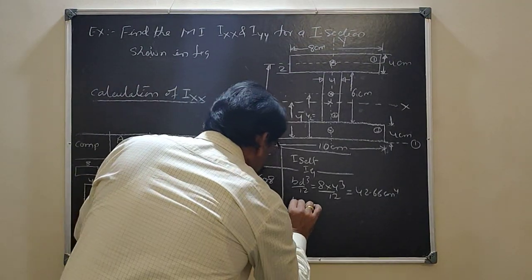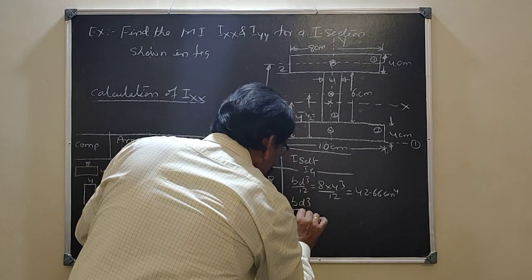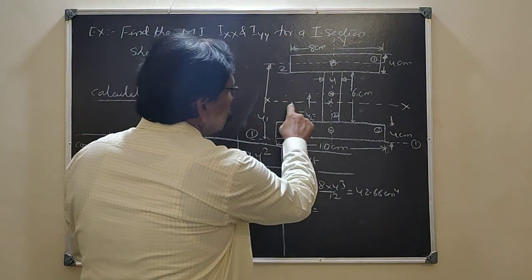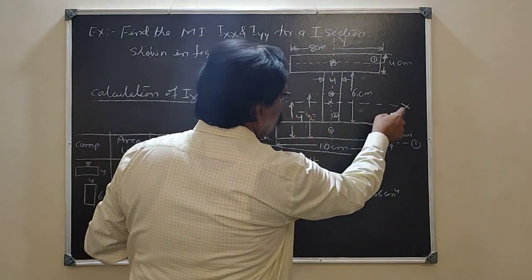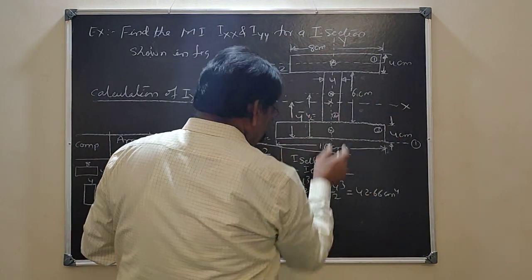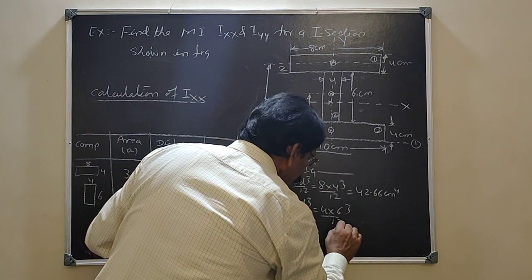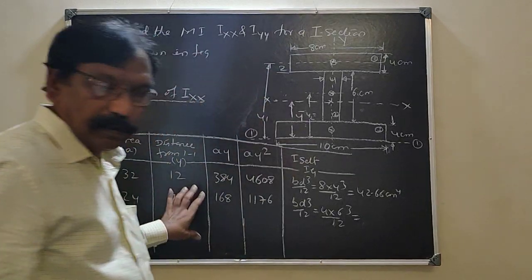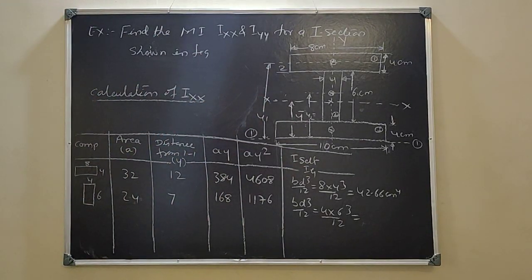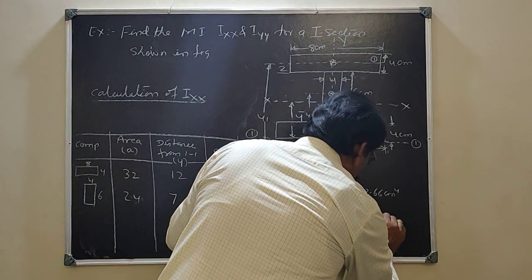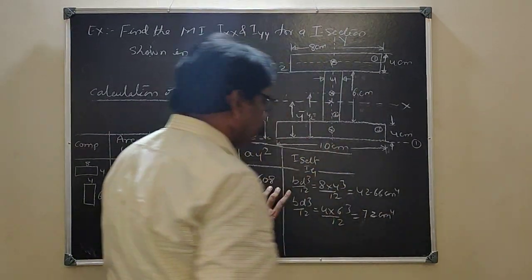Again the formula is the same. What is that? bd cube by 12, because it's a rectangle, whereas b is parallel to this reference axis. This will be the b, that is 4 centimeter. 4 into 6 cube divided by 12, that works out to be 72 centimeter to the power of 4.